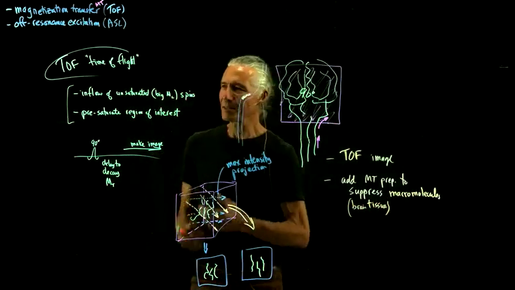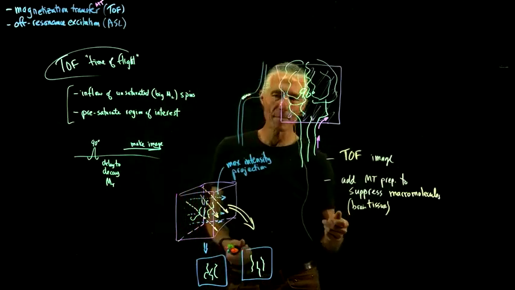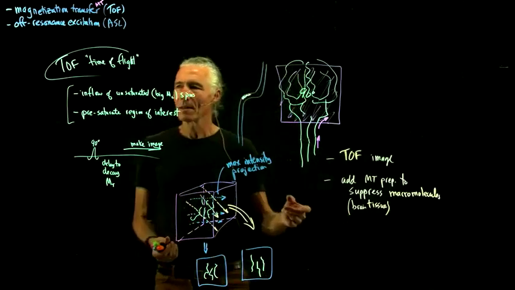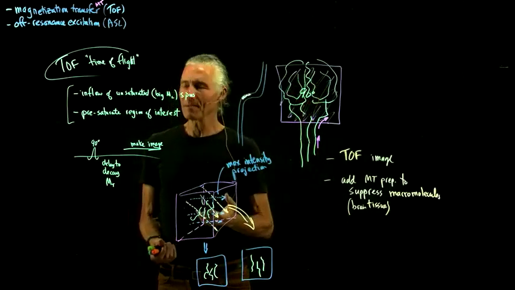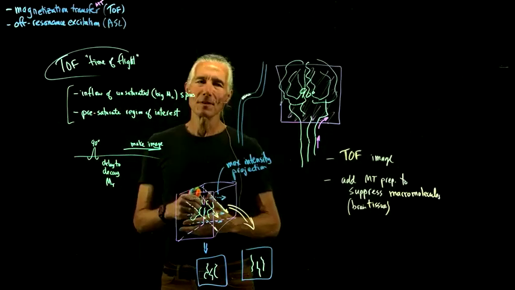Well, it looks better. I wonder why. So if you turn on a magnetization transfer pulse, what will happen is it will suppress the background, and you'll just see the blood vessels even clearer. And so that's commonly done for a time of flight scan.